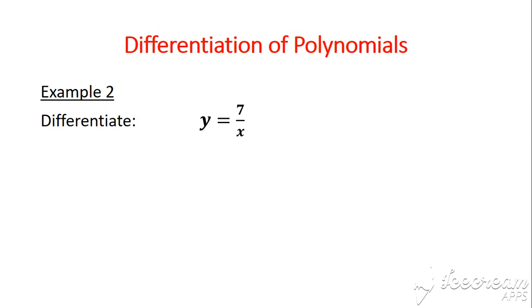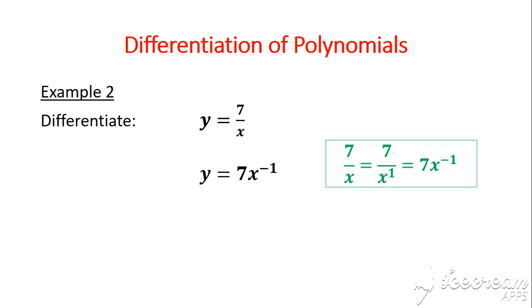Right, let's look at a second example. Differentiate y equal to 7 divided by x. Well, 7 divided by x can be written as 7 divided by x to the power of 1. x by itself is x to the power of 1. And like the last example, we can take the x to the power of 1 and bring it up to the top and join on with the 7. But when we do that, it becomes x to the power of minus 1. So we have 7 times x to the power of minus 1. So let's write this function as 7 times x to the power of minus 1.